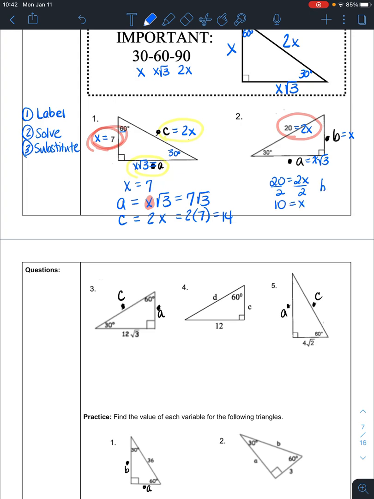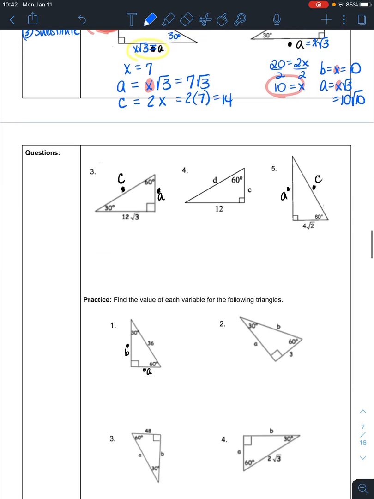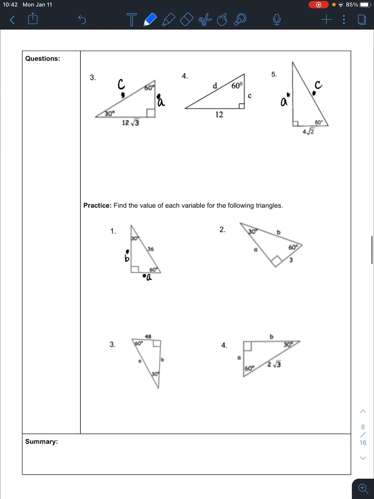So if x is equal to 10 and b is equal to x, then b is equal to 10. And if a is equal to x root 3 and x is equal to 10, then a is equal to 10 root 3. We are literally replacing every x with a 10 because that's what we got, that x is equal to 10. So if at any point you think that you understand, go ahead, work ahead of me, or put this on pause and try to work it by yourself and see if you understand it.